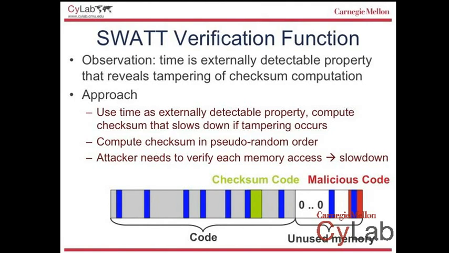So I think I've described some of this, but time is this externally detectable property that we add in addition to just checking that the hash or the checksum result is the expected result. And so the hard part is really to design a checksum function that slows down if the code is modified. In a perfect world, we would have a mathematically proven to be optimal checksum routine that does this pseudorandom memory traversal in order to eventually accumulate, with high probability, at least one reading of every address in the memory of the system.